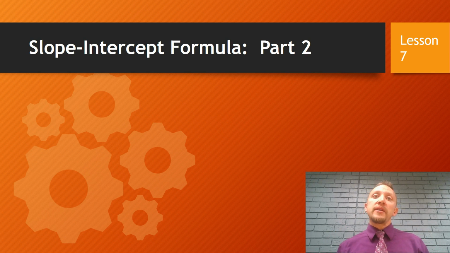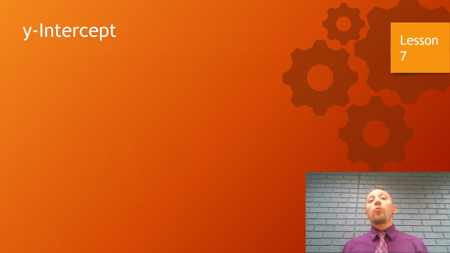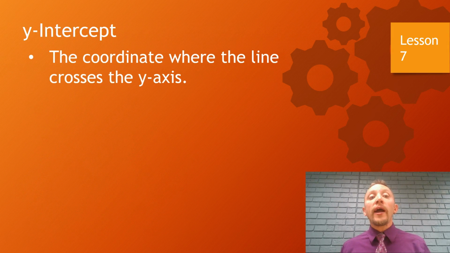The first word to that is obviously slope. The other part there is intercept. Now when we're talking about an intercept, we're talking about the y-intercept. So what is the y-intercept? Well, the y-intercept is the coordinate where the line crosses the y-axis.